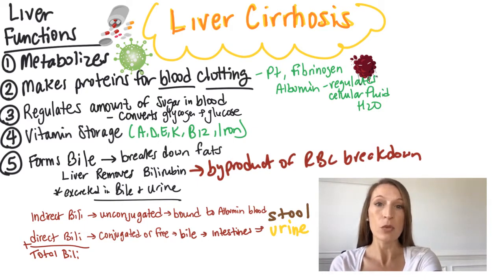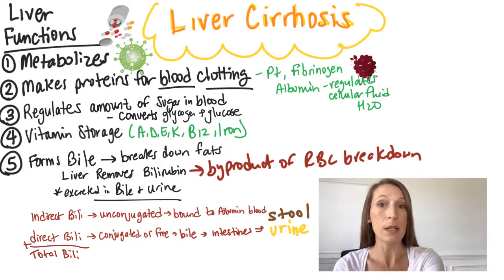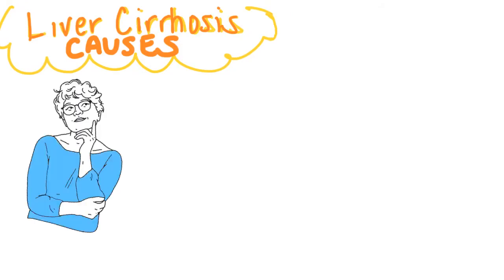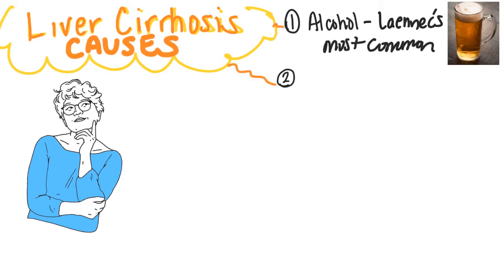Then if we add those 2 numbers together, we get a total bilirubin. So we do have to understand how the liver works in order to understand the signs and symptoms that we're going to see in just a few minutes for liver disease. Now we're going to look at the causes of liver disease or liver cirrhosis. The first one is alcoholic cirrhosis, sometimes called Laennec's disease, and it's the most common and most preventable.